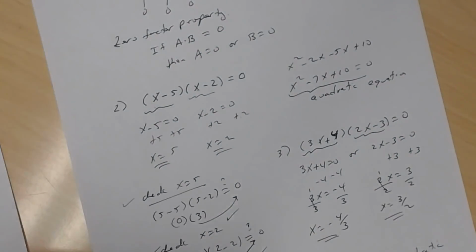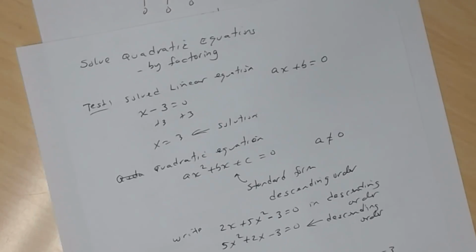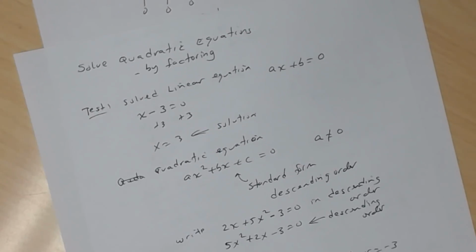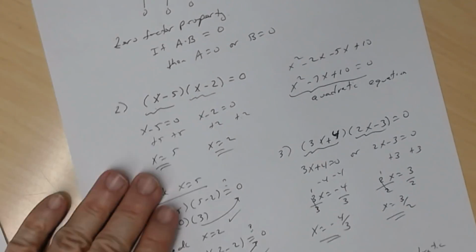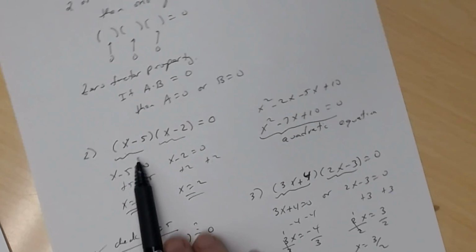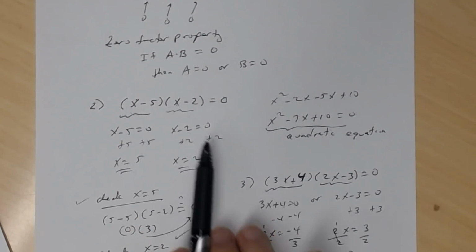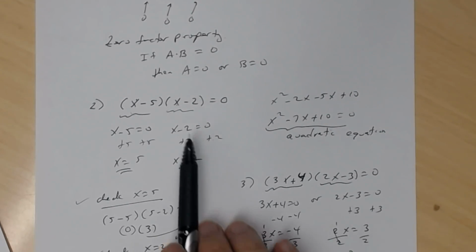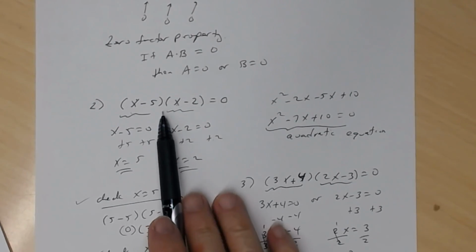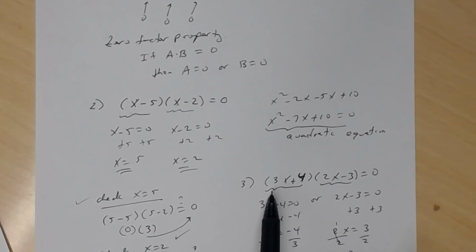Now I want you to notice in numbers 2 and 3, remember, the directions were to solve a quadratic equation by factoring. I want you to notice that in numbers 2 and 3, it was in factored form already. It was already factored. All right, so let's look at number 4 now.